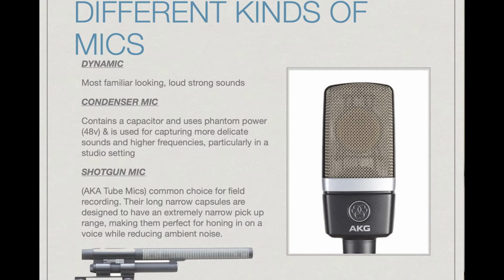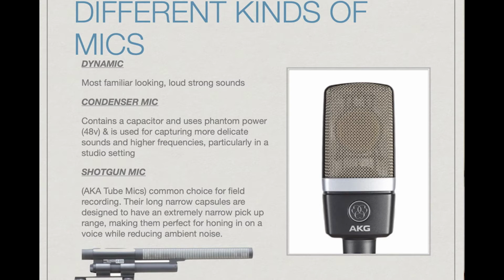Another kind of microphone that you could use is a condenser mic. It contains a capacitor and uses phantom power, also known as 48 volts. What does that mean? Well, whatever device you plug it into will have a little button that says phantom power. You'll have to select that button in order to use the condenser mic. What it will do is send electricity to power the microphone.